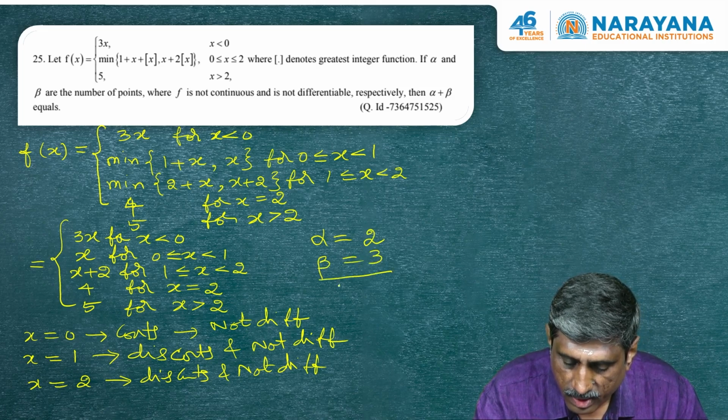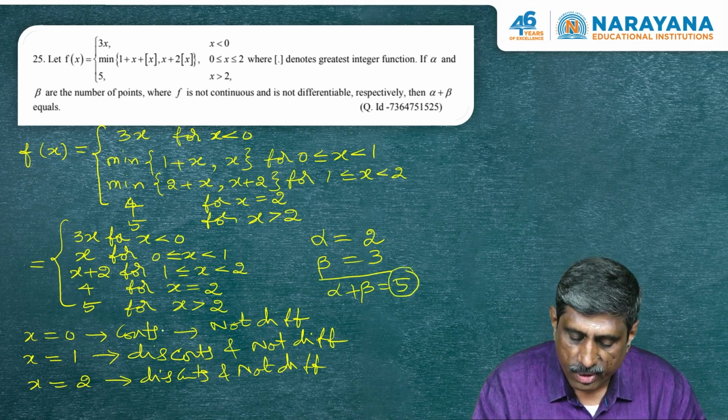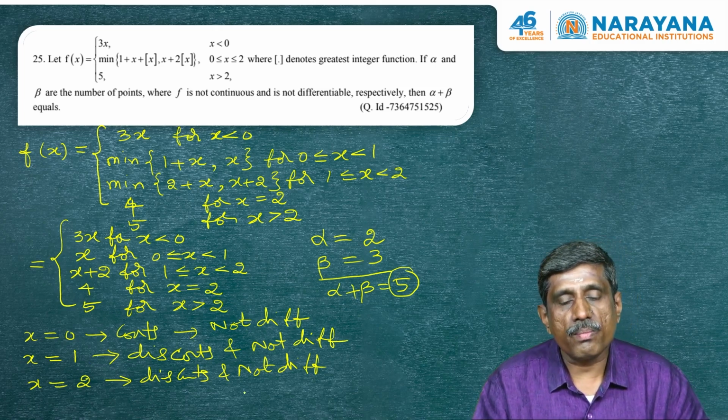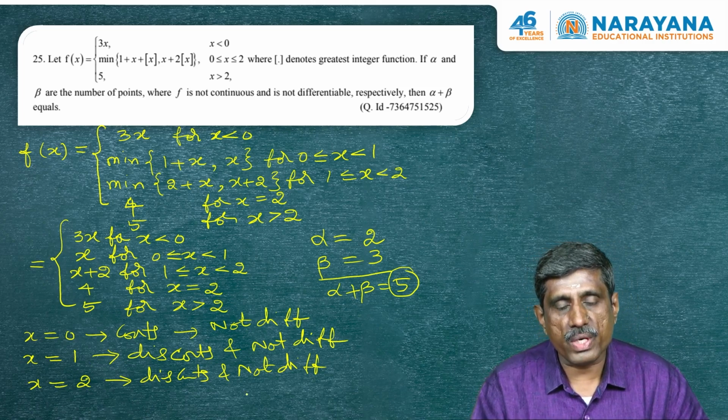So the value of alpha plus beta is equal to 5, and 5 is the answer for this question. At 0, continuous but not differentiable. At 1, discontinuous. At 2, discontinuous. The number of points of discontinuity is 2. The number of points of non-differentiability is 3. So totally we have 5.